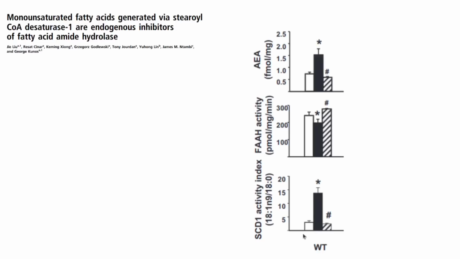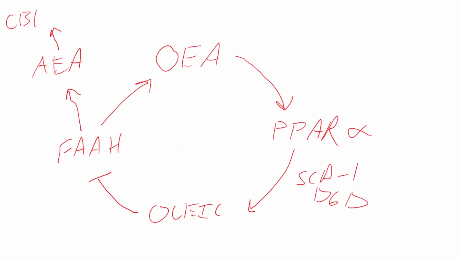So this is SCD1. When SCD1 activity is high, you make a lot of oleic acid. Oleic acid actually directly binds to and inhibits, that's what this paper shows, FAAH, which is the thing that breaks down those ethanolamides, right? And so you see AEA increases in response to SCD1 activity in this particular experiment. These are all things contributing to this kind of positive feedback loop.